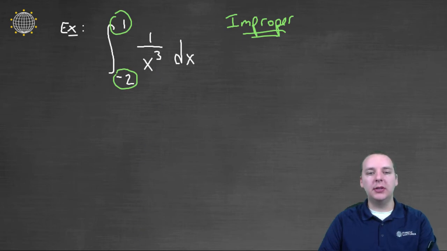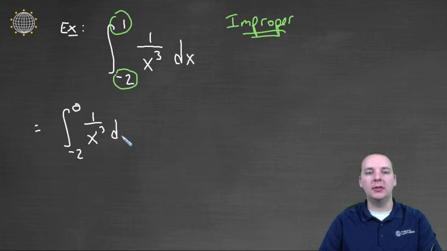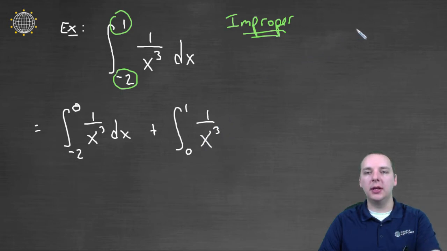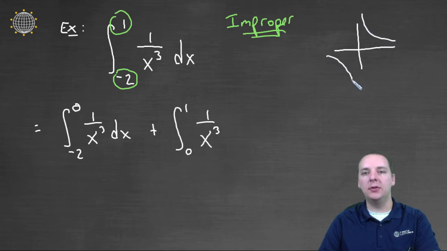What we'll do is we'll actually break this apart into 2 integrals, right? We'll go from -2 up to the asymptote, 1 over x cubed dx, and then we'll integrate from the asymptote on the rest of the way up to the last endpoint at b, 1 over x cubed. Okay, so graphically it would look something like this. You'd have 1 over x cubed to the right of 0, and then 1 over x cubed to the left of 0. And then you see the vertical asymptote at 0, of course.